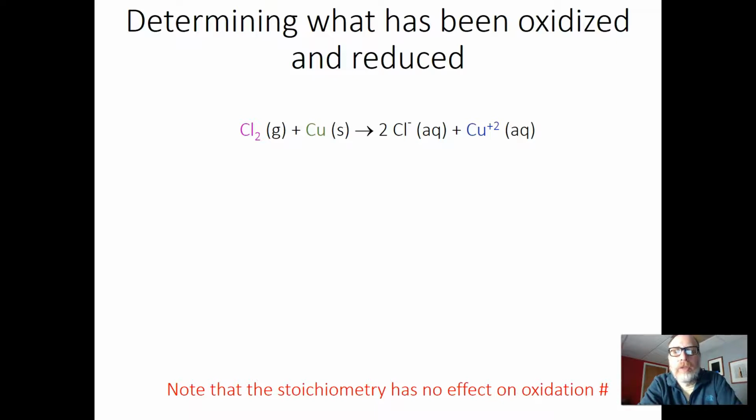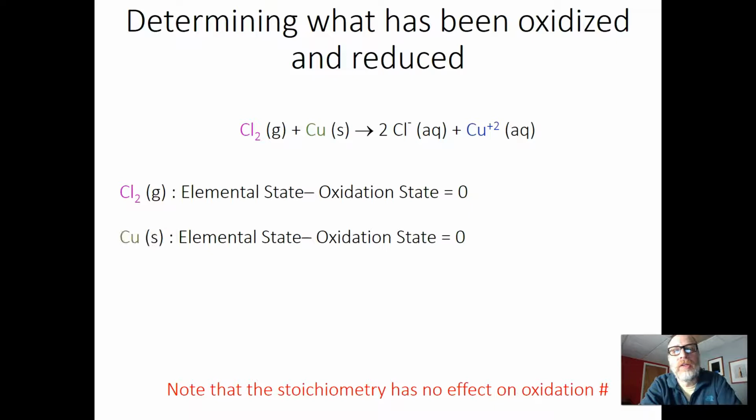But note that the stoichiometric coefficients have no bearing on what the oxidation number will be. So if we're looking at chlorine gas, its oxidation number is going to be 0 because it's in its elemental state. So Cl2 is one of those 7 elements that exists as a diatomic. We say, okay, it's an element by itself, elemental state. I'm going to move directly to the right and say copper. Copper is an atom sitting there by itself, elemental state, oxidation number of 0, or oxidation state of 0.